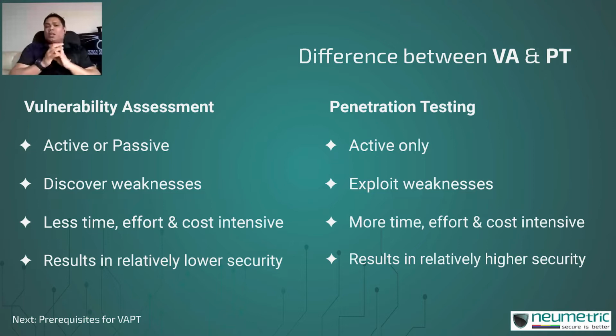VA usually is active because passive vulnerability assessment is not very valuable. You end up discovering things that are very elementary in nature. And when I say things, I'm referring to the weaknesses in whatever IT asset you are conducting the VA for. Now, for the sake of ease of communication here, I will by default be talking about VA and PT in the context of a web application.